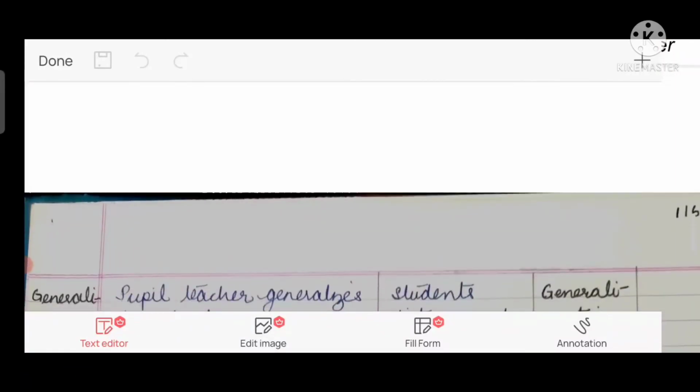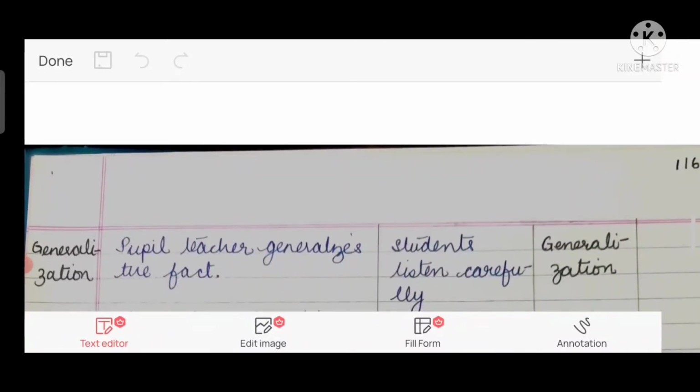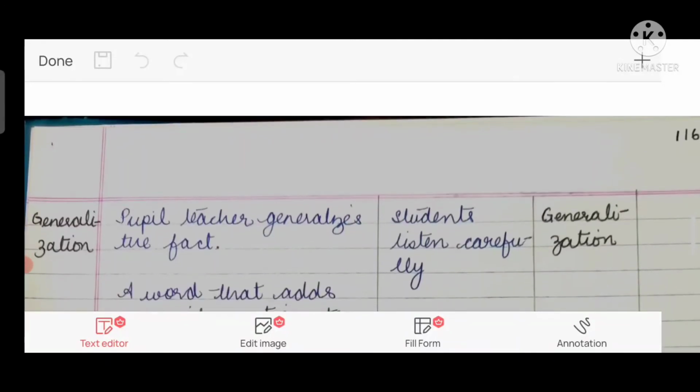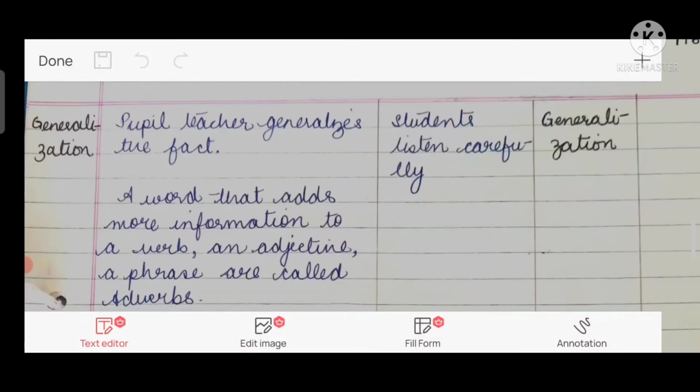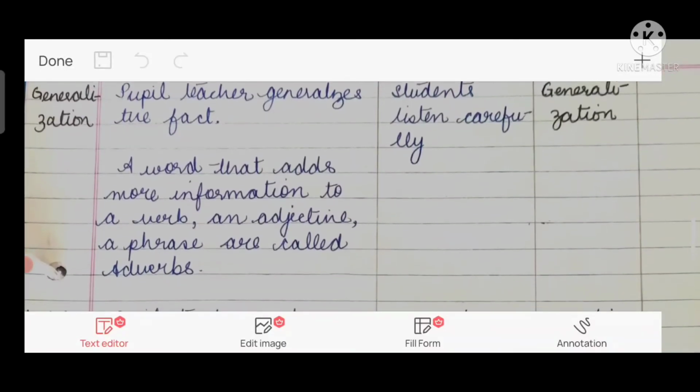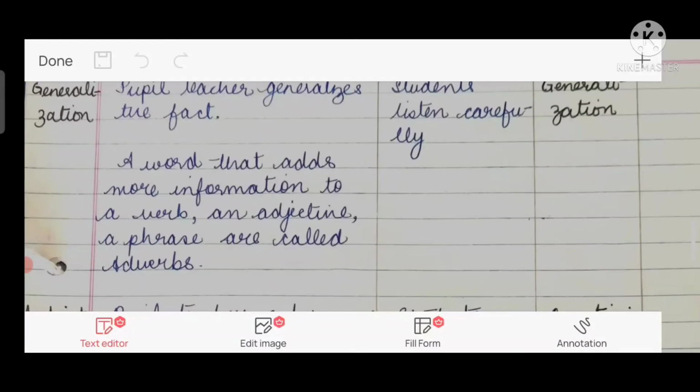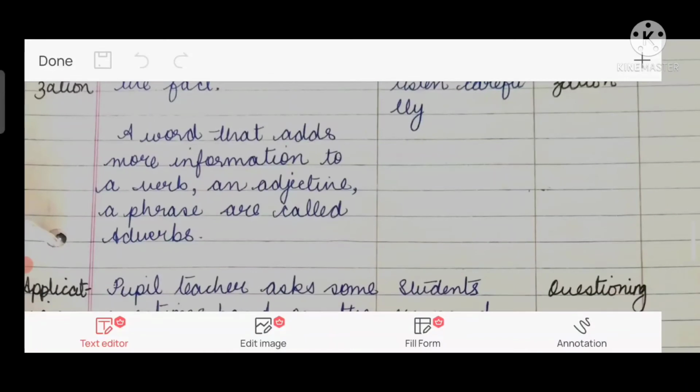After that, in teaching point, you will write generalization. Pupil teacher activity, pupil teacher generalize the fact. Student activity, students listen carefully. Device and method, generalization. In this step, you will generalize the concept. Let's see here. Write the definition of the topic. Means adverb, a word that adds more information to a verb, an adjective.